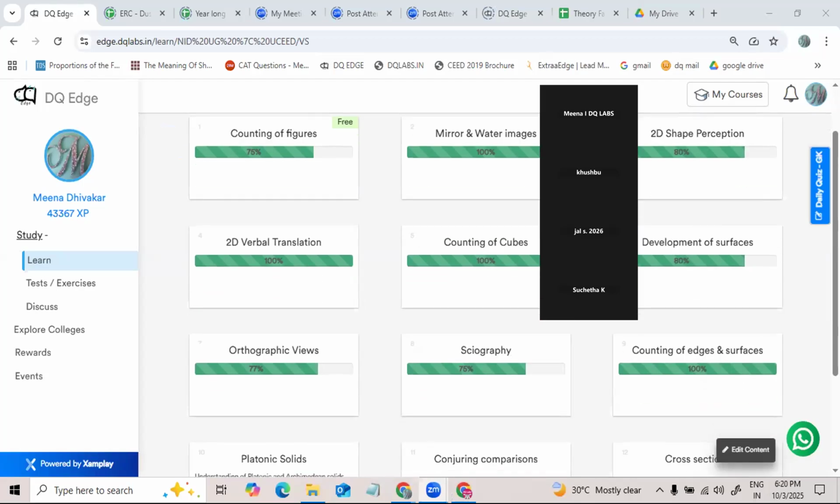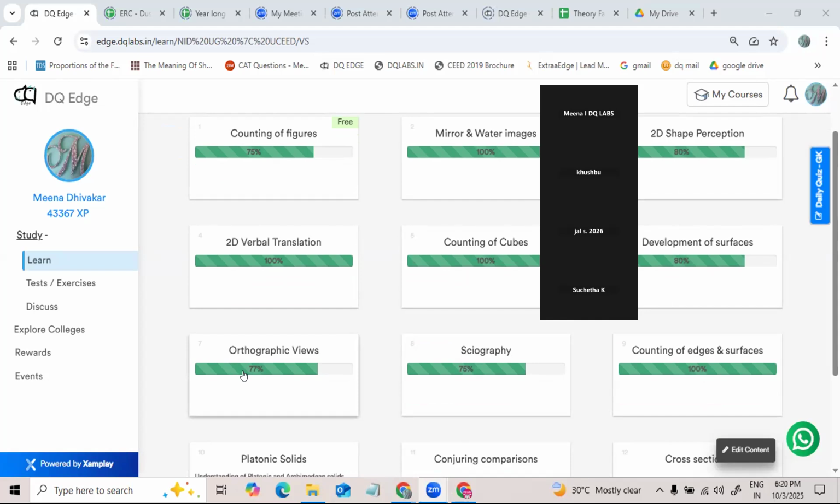Yeah, now the major point is 2D shape perception, development of surfaces. These two are very, very important. These two plus orthographic views. These three are very important. Whenever you do this kind of topics, you need to be very careful. What these topics are and what they stand for, I'll tell you.